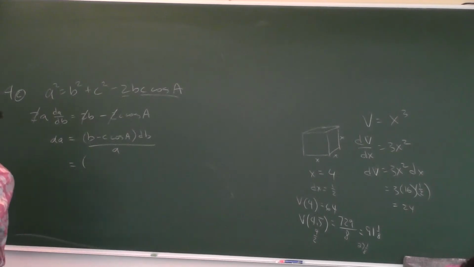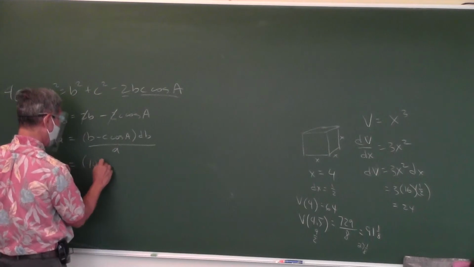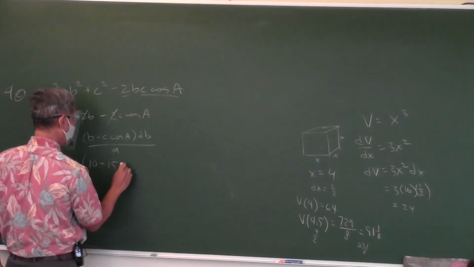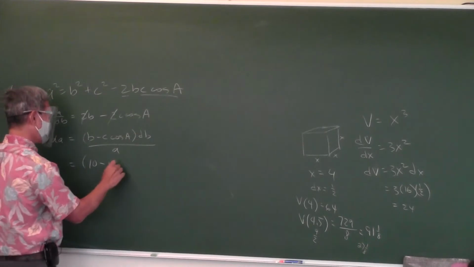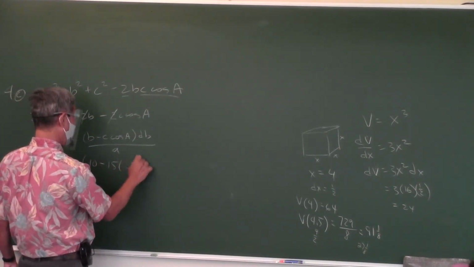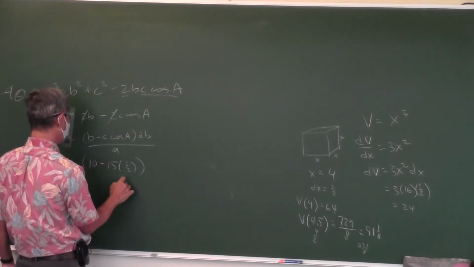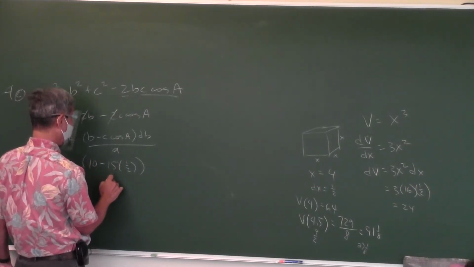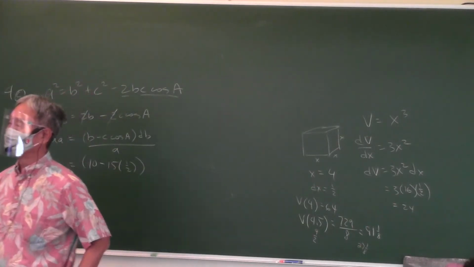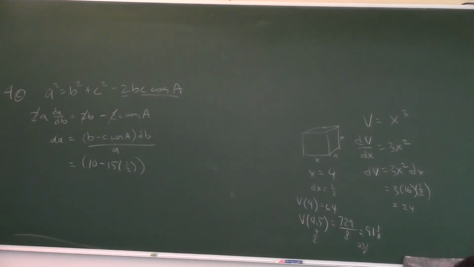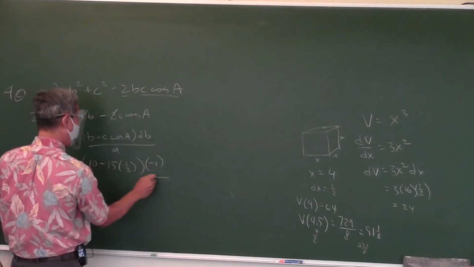I'm asking you so that I don't have to walk over there and look at it. Okay, go. 10 minus 15 cosine pi over 3. Yeah, but come on, what is cosine of pi over 3? And what is dB, the change in B? dB is minus 1. Using the result from B, calculate the approximate change in A if B is decreased by 1. Minus 1, okay, minus 1 all over A.